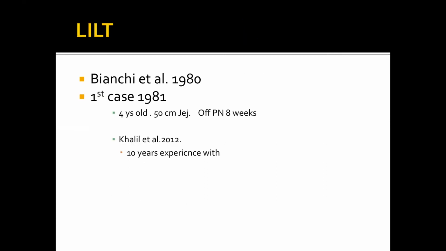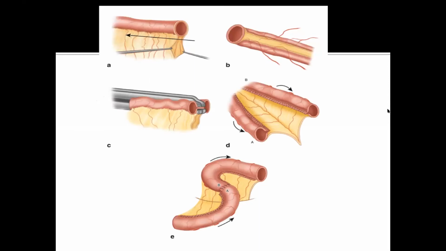Bianchi described his procedure in 1980. The first case was done a year later, in 1981. This was a 4-year-old who had 50 centimeters of small intestine, and he was off TPN 8 weeks later. This is the Bianchi procedure. It's a longitudinal split of the bowel and its mesentery, then dividing it and anastomosing it in isoperistaltic fashion, so bring A to B to keep the peristaltic wave in the same direction.